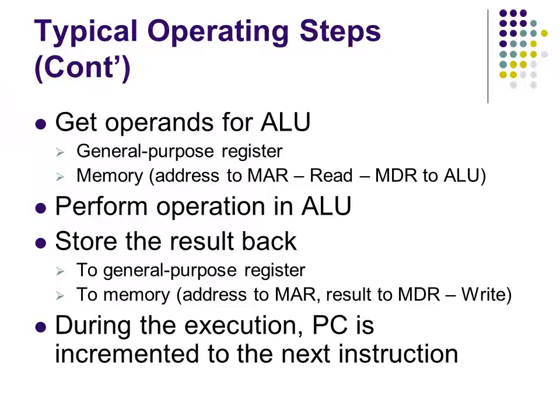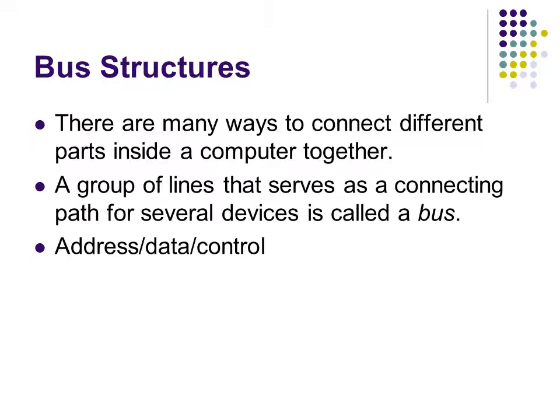During the execution of our program, the program counter is incremented to the next instruction. Now the program counter contains the address of the next instruction. Next, bus structures. There are many ways to connect the different parts inside a computer together. We have a number of functional units. How can we interconnect these devices? By using a bus. What is a bus? A group of lines that serve as a connecting path for several devices is called a bus. We have different buses.